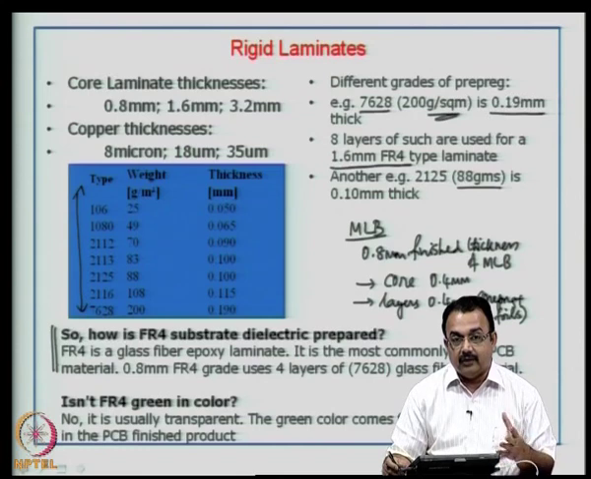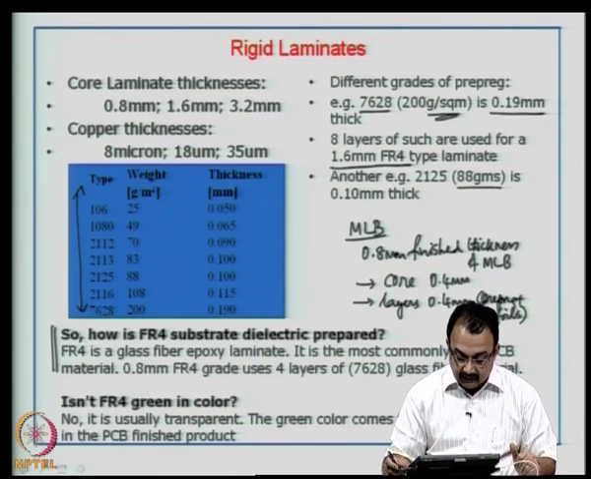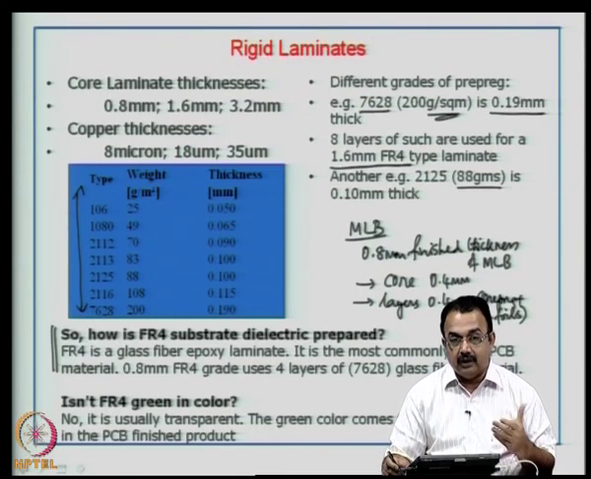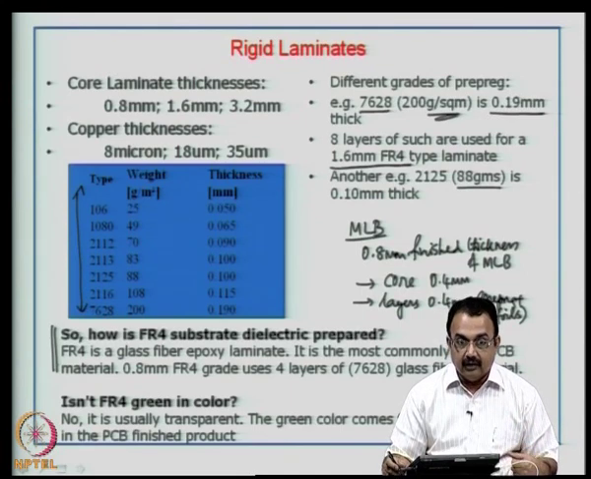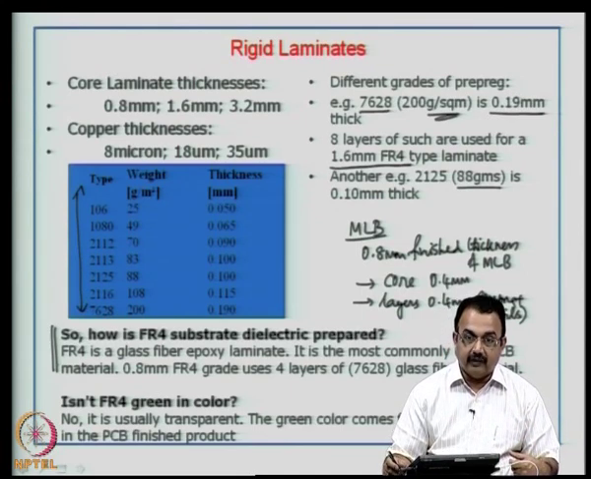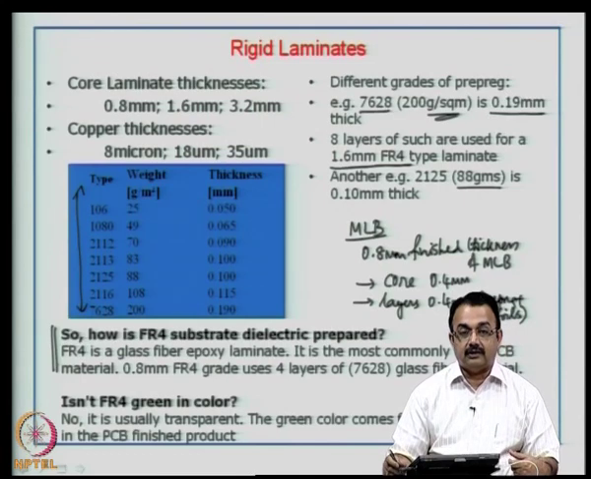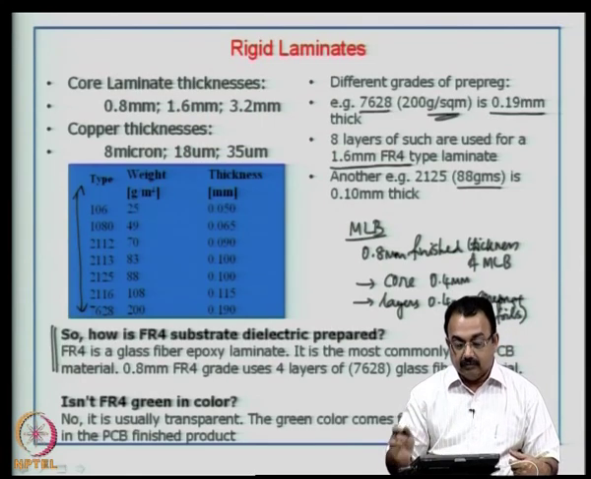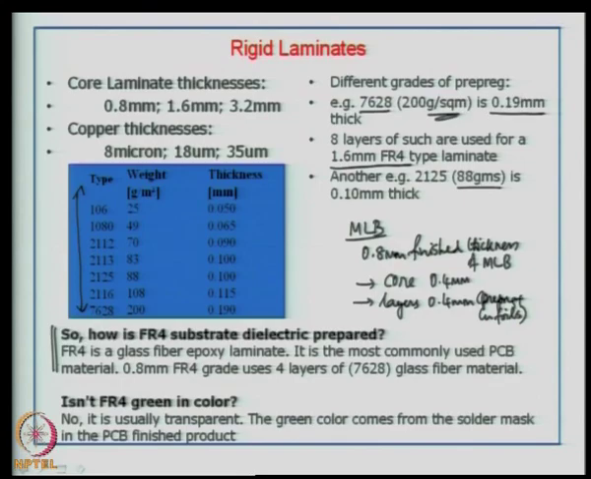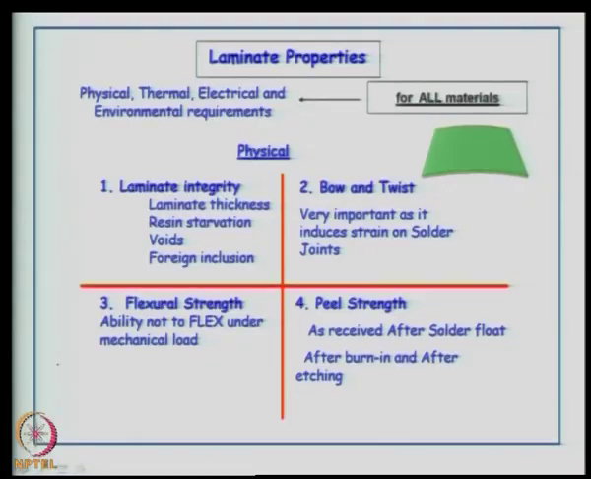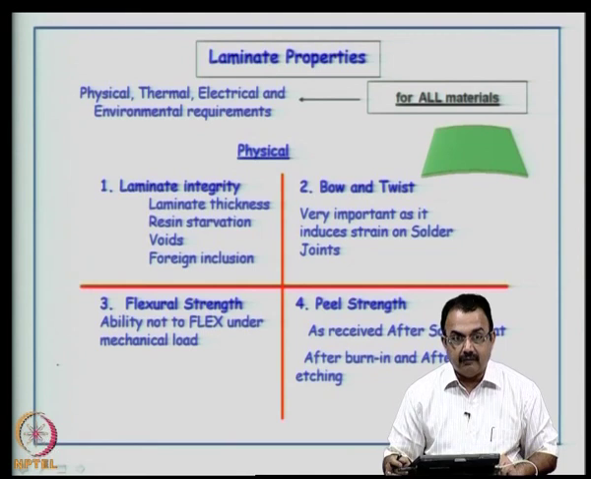The green color that you have seen in most of the samples is basically coming from the solder mask color, which is green, and solder mask is one of the final applications or final processes on the finished PCB. So, this FR4 material is usually transparent in color. Now, we look at some of the laminate properties. We look at physical, thermal, electrical and environmental requirements.